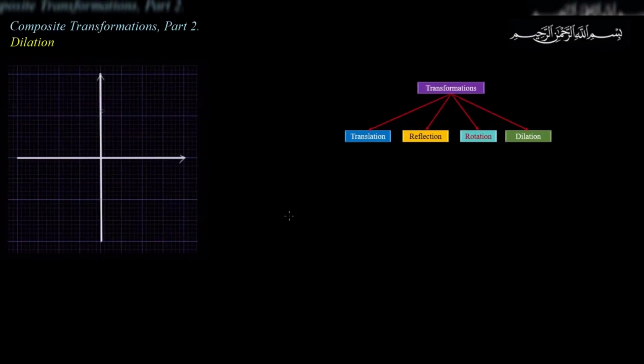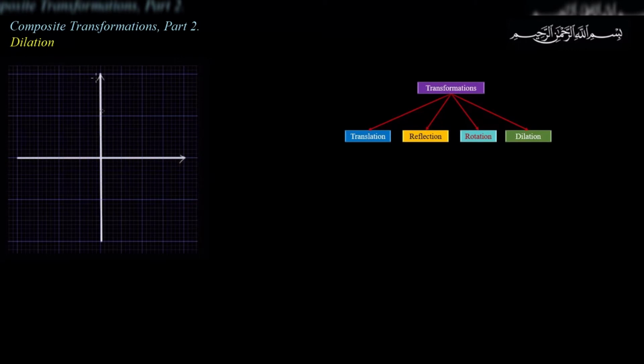Bismillahirrahmanirrahim. If you recall, last time we talked about composite transformations, or compositions of transformations, which basically means a combination of any two or more transformations. And those transformations, if you recall, were of four types: translations, reflections, rotations, and dilations. So if you combine any of these, you get a composite or combination of transformations.